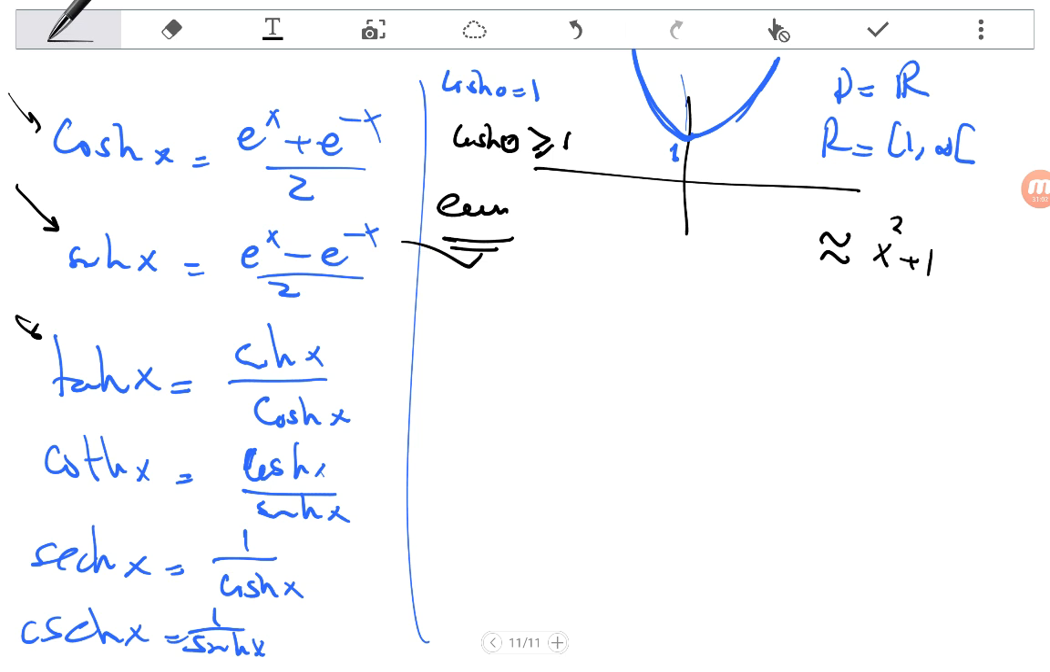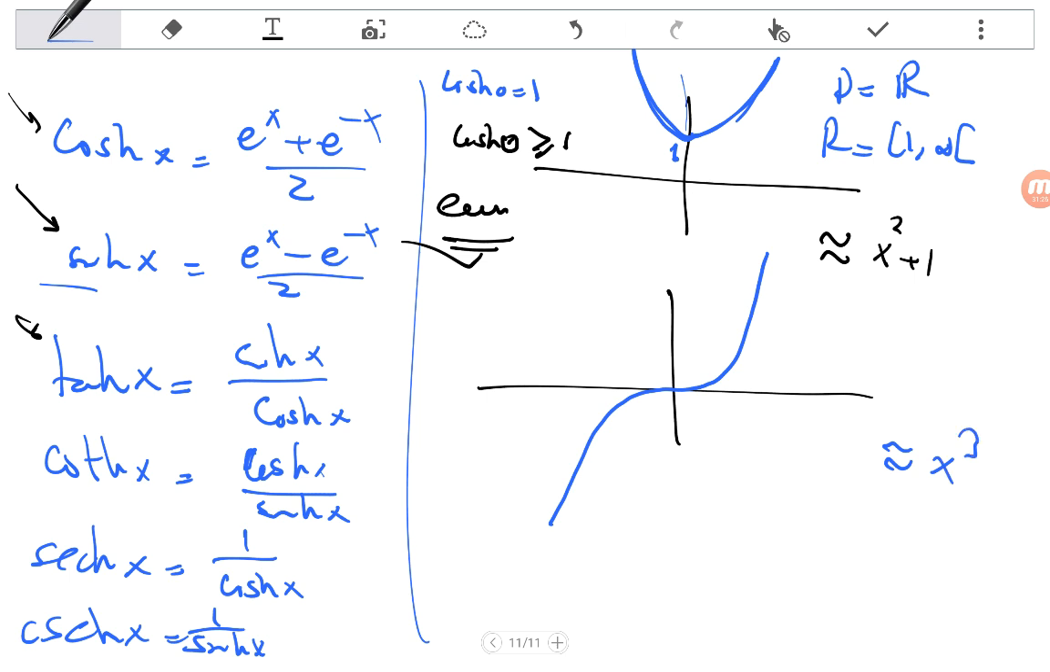The graph is much like the graph of x squared plus 1. What about the sinh? The sinh x is like this. What power function have you studied that is much like this? Do you remember? Yes, it is just like x cubed. So this is sinh x.